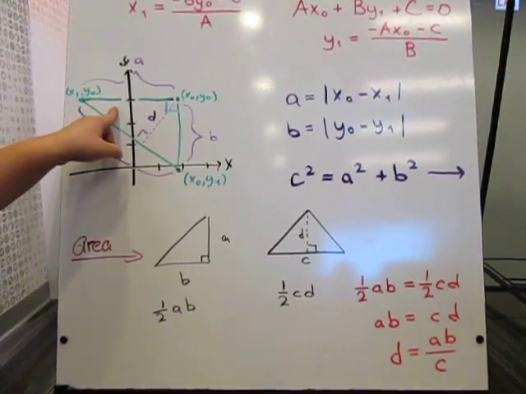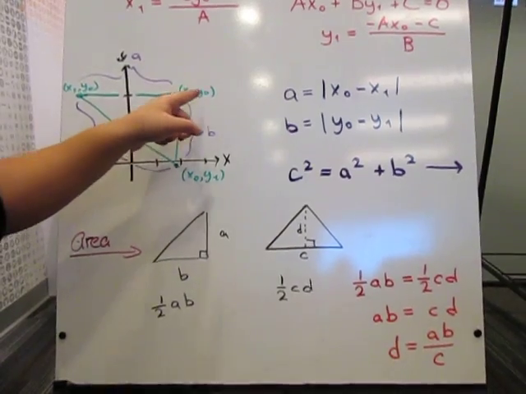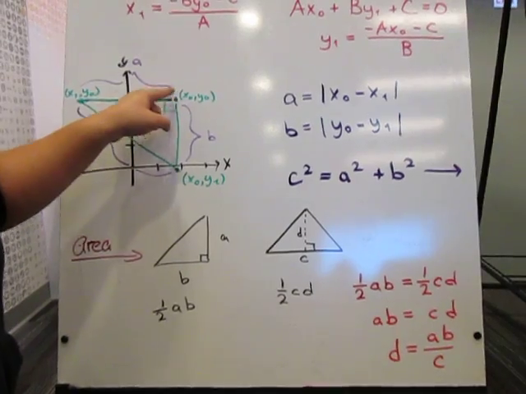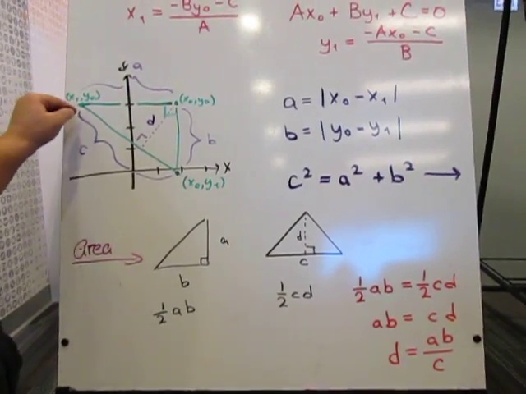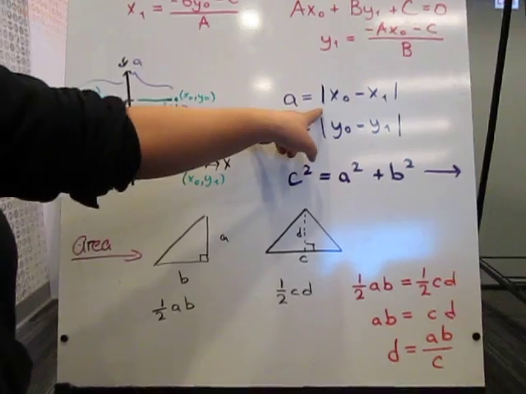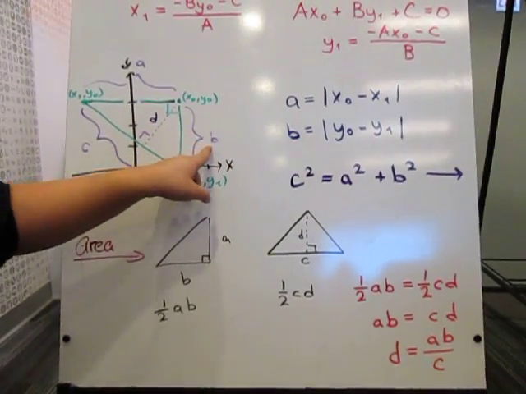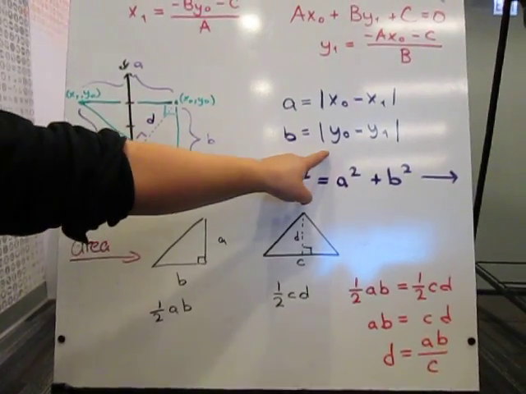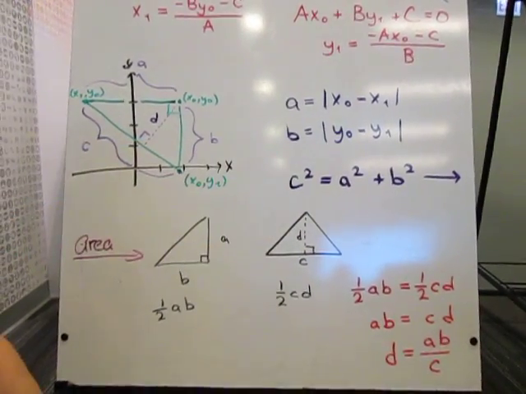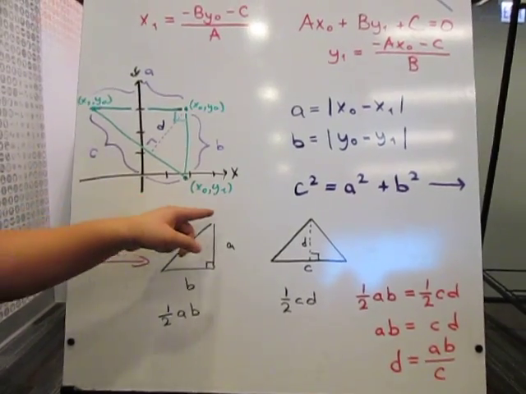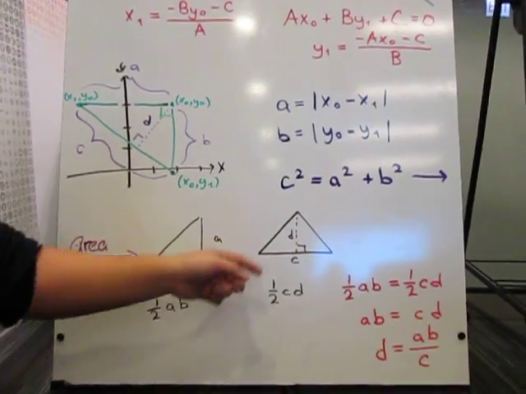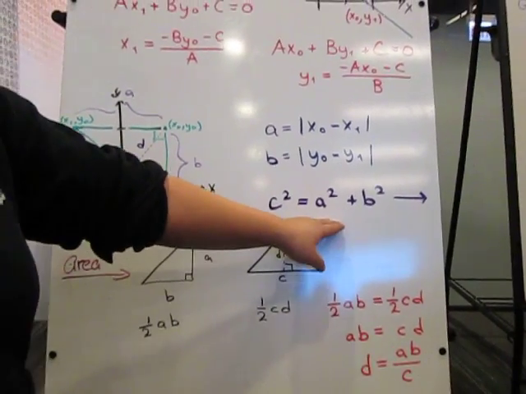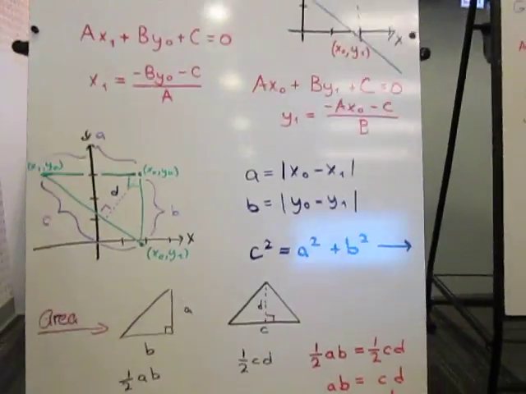To find A, we need to solve this equation, x0 minus x1. We subtract this from this, and the absolute value equals A. Same thing for B, subtracting y1 from y0, and the absolute value is B. Now to find C, we're going to use the Pythagorean theorem, which is c squared equals a squared plus b squared. The proof of this one is shown on the back.